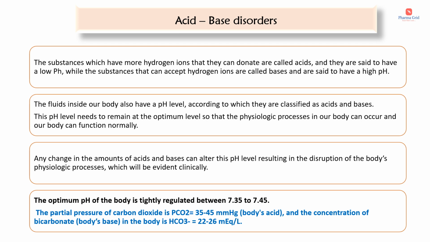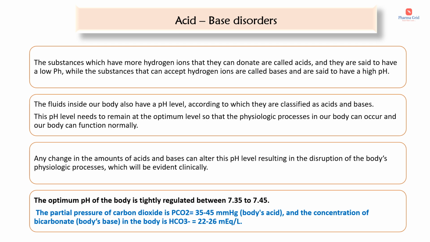So in our last session, we discussed fluid and electrolyte disorders, and today we are going to learn about acid-base disorders. So first of all, what do you mean by acids and bases? The substances which have more hydrogen ions that they can donate are called acids, and they are said to have a low pH. While the substances that can accept hydrogen ions are called bases and are said to have a high pH. So acids have low pH whereas bases have high pH.